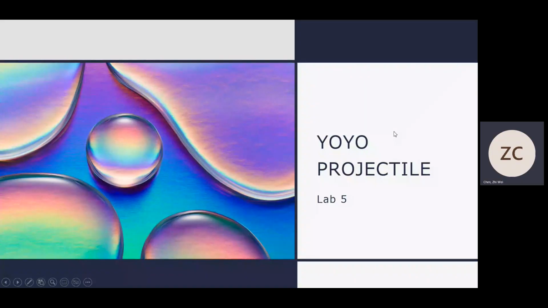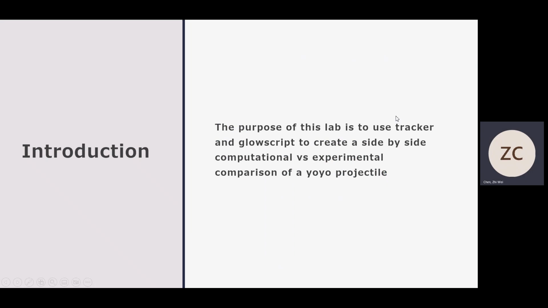Hello. Today I will be talking about my lab 5, which is yo-yo projectile. The purpose of this lab is to use Tracker and GlowScript to create a side-by-side computational versus experimental comparison of a yo-yo projectile.